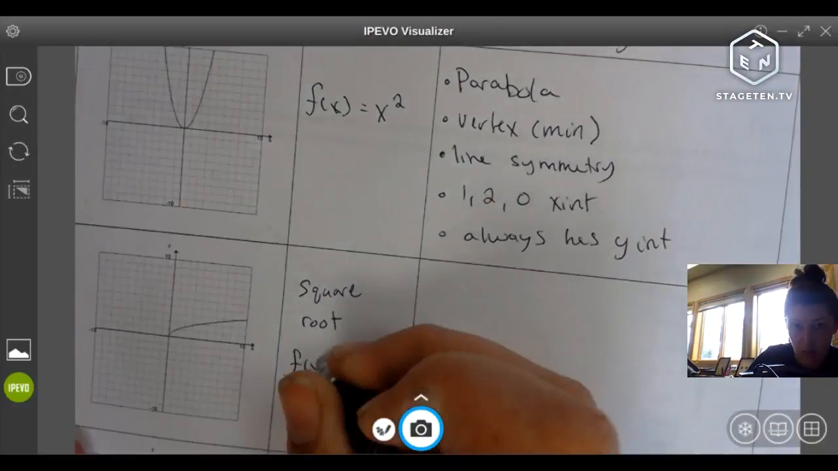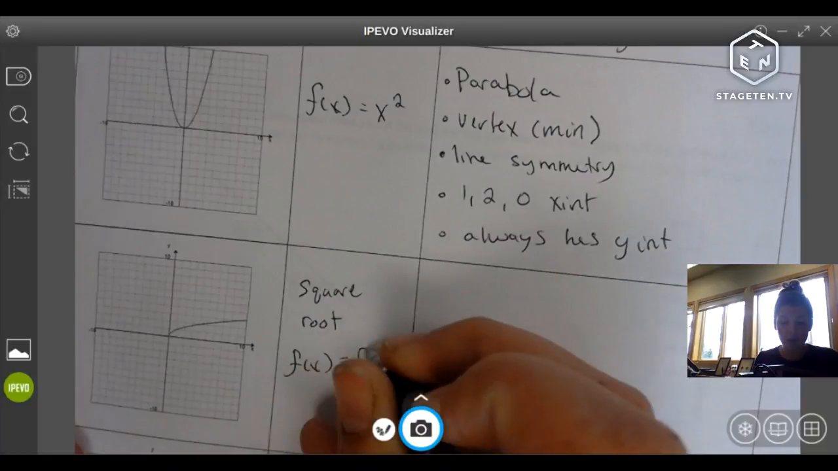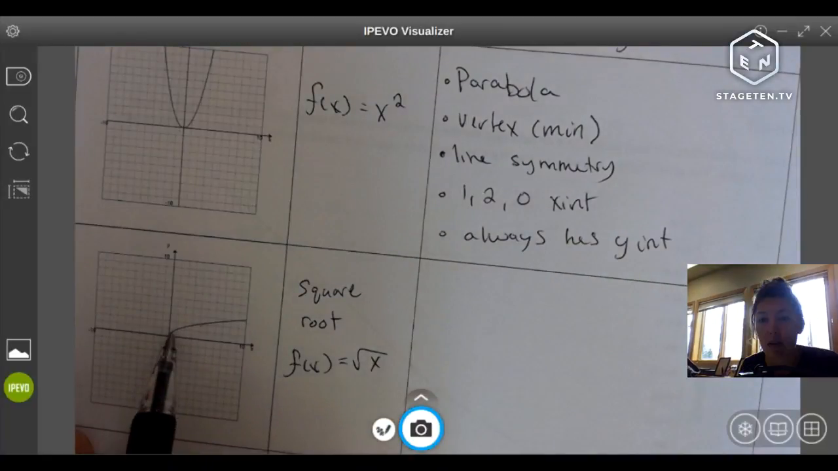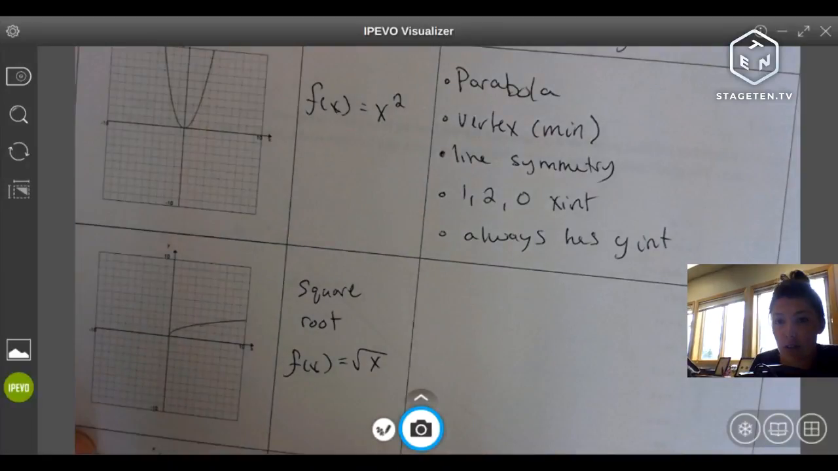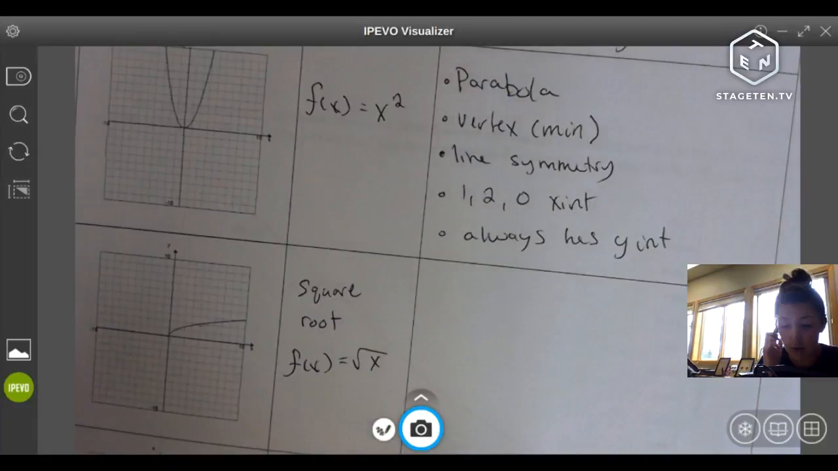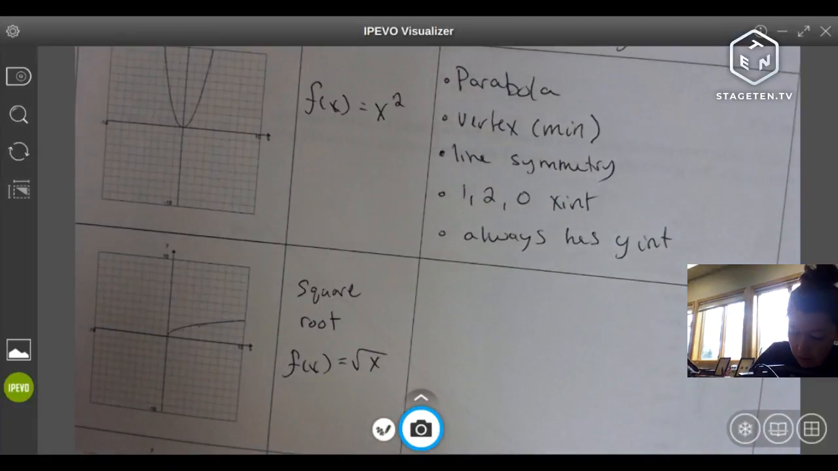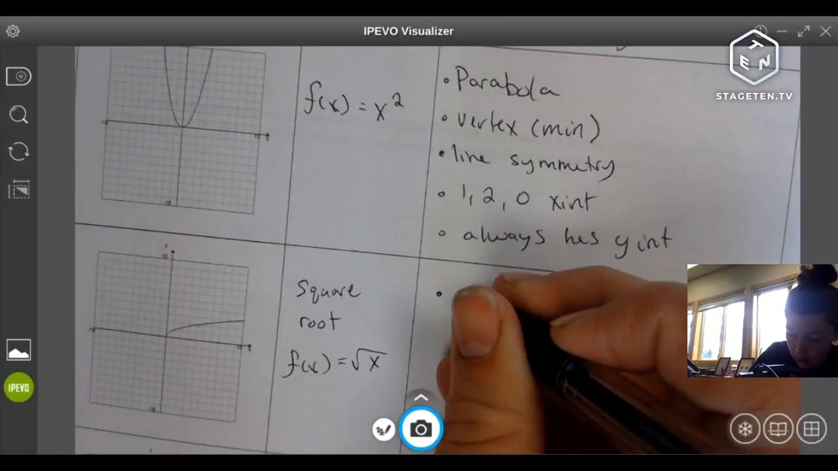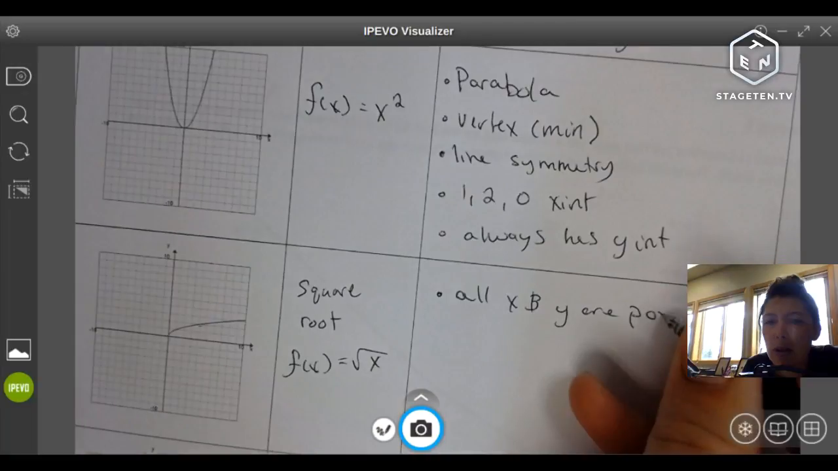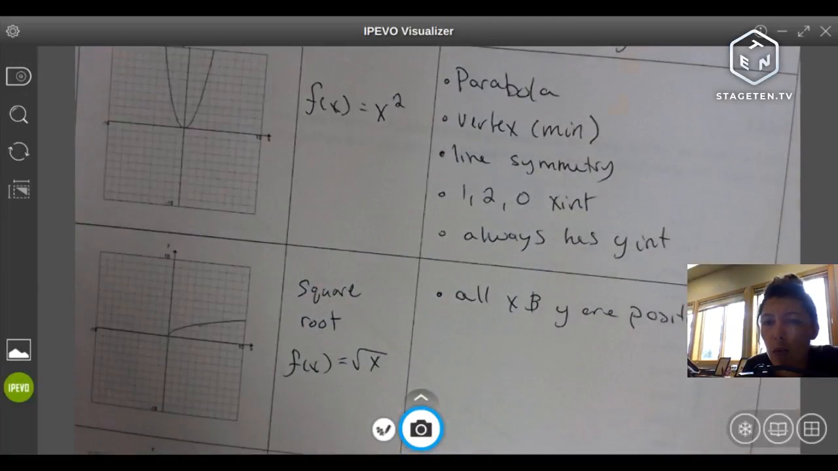Okay. This next one, I went over these a little bit. This next function is a square root function. So you can see that it's all positive values because we talked about this. Any negative values make it invalid. So it's the reflection and rotation of part of a quadratic function. So no negative values for x or y.